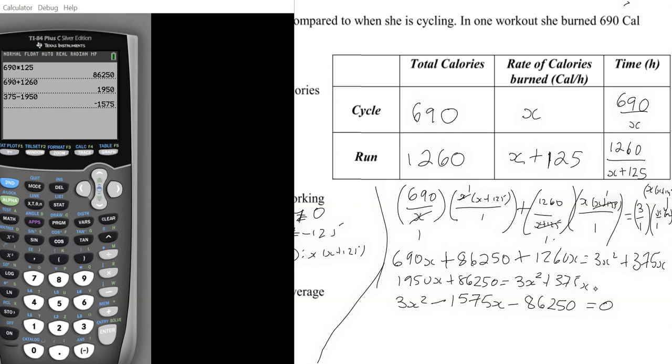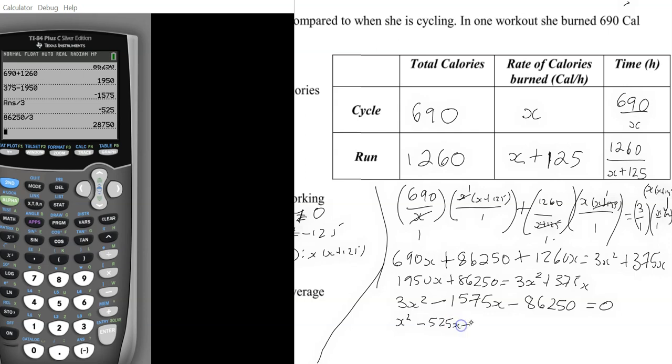Well, it would get easier if everything was divisible by 3. So let's check dividing by 3. Yep, and 86,250 divided by 3. All right, everything's divisible by 3. So let's go x squared minus 525x minus 28,750 equals 0. I'm not even going to try to factor that.